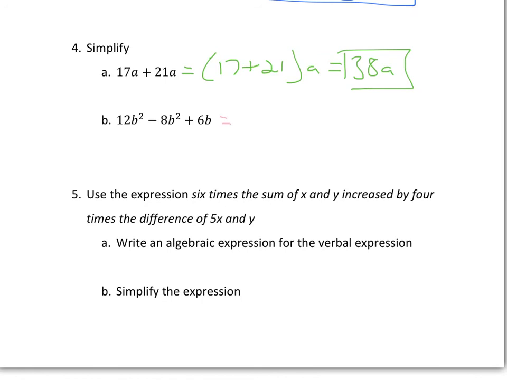In b, we just combine like terms. Remember, this 6b is not a like term with these other ones because it doesn't have a power of 2. So we're just going to do 12 minus 8, b squared, plus 6b. So the 12 minus 8 we could simplify to get 4b squared plus 6b. And that's the simplified version.